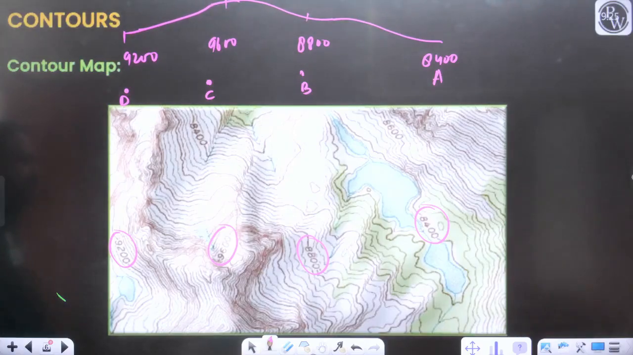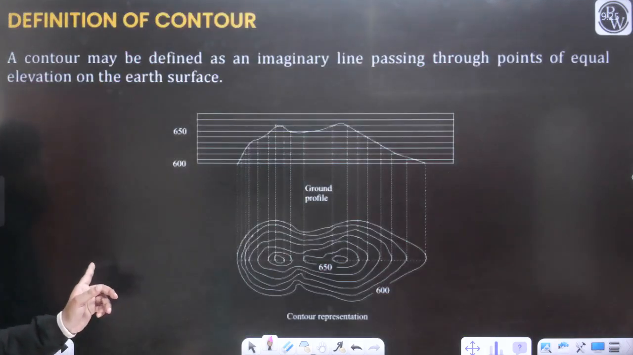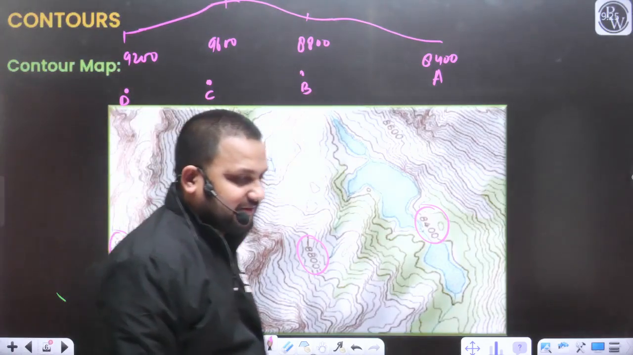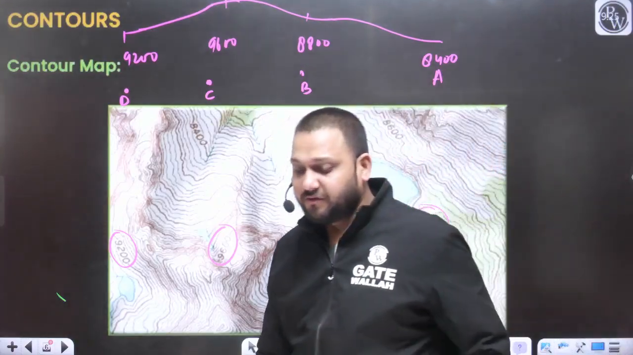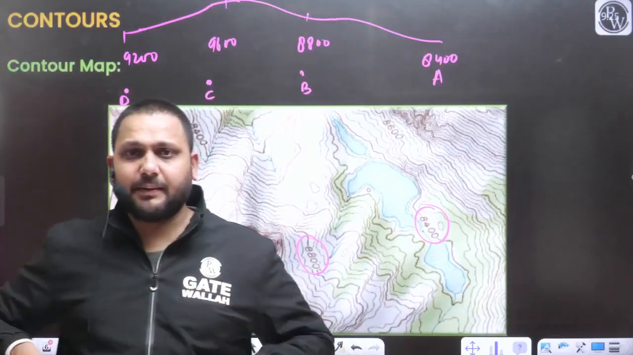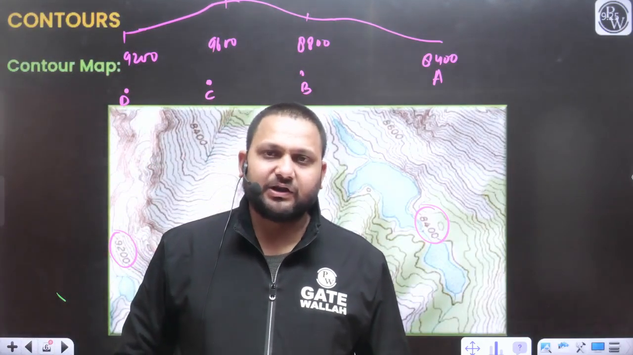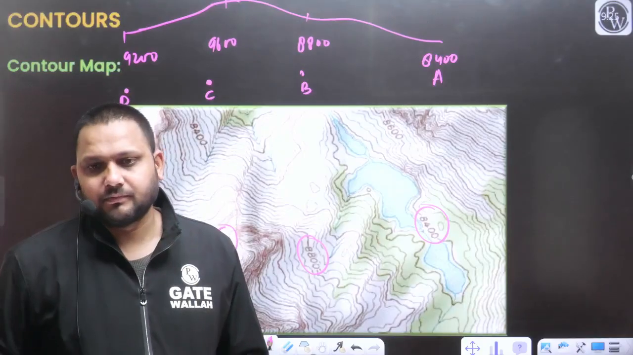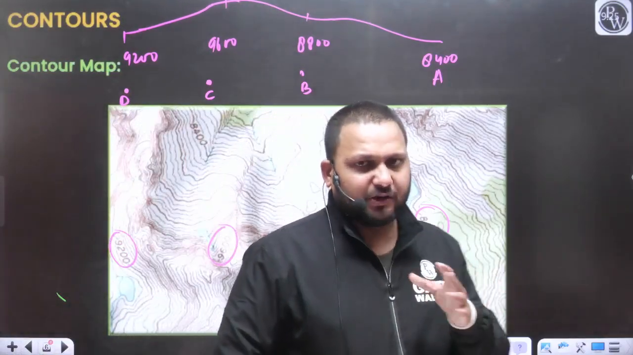Yes or no? The slope is increasing from A to C, then again decreasing. Ria, the slope is increasing from A to C, then again the elevation is decreasing. Just by observing this contour, we are also getting the information about the elevation or the reduced level. This is the use of the contour map. When we discuss some more characteristics, as of now we are talking roughly.